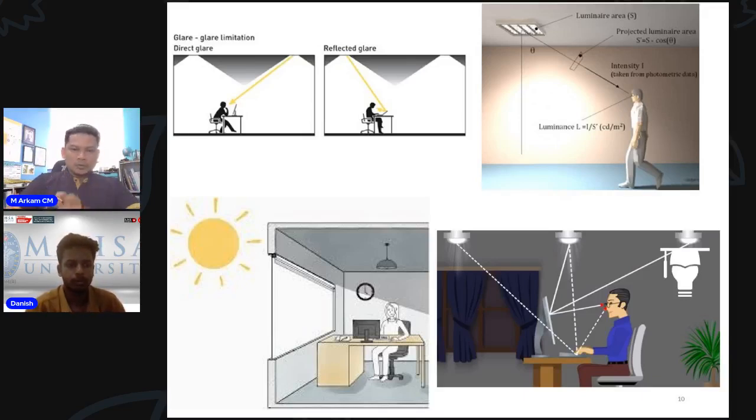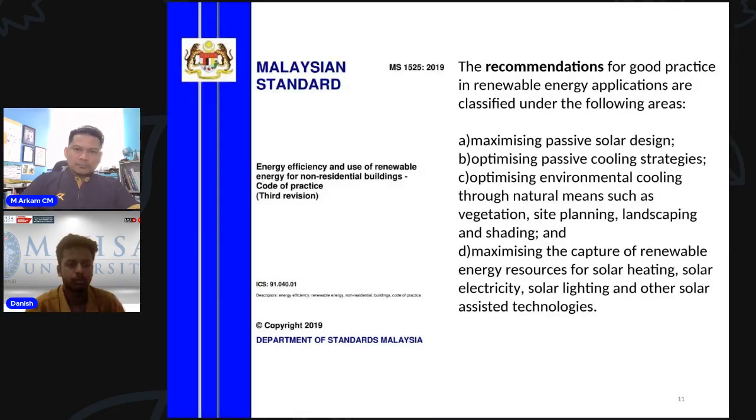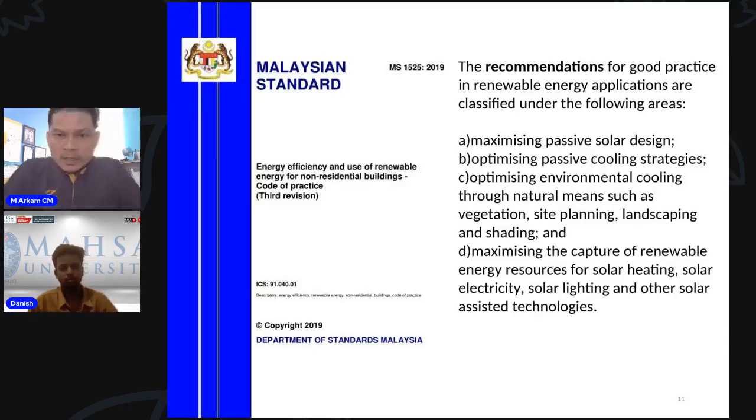They want to go for visual comfort, either using the sun or using artificial light. Okay, the book again. The recommendations for good practice in renewable energy application are classified under the following areas. So we want to maximize the passive solar design. So we want to design our building passively, maximize it. How we can do it, through this standard we can follow.